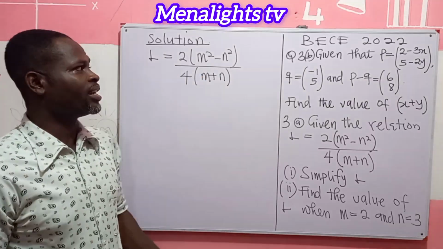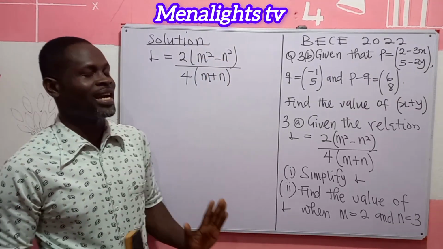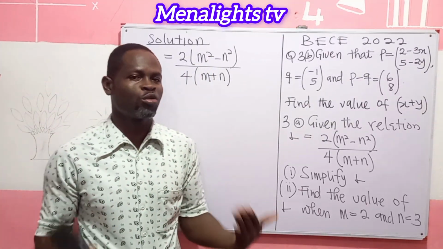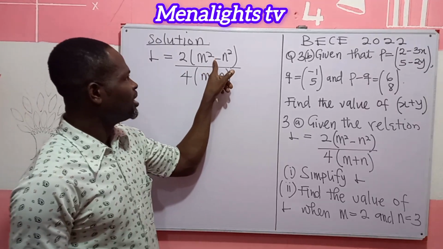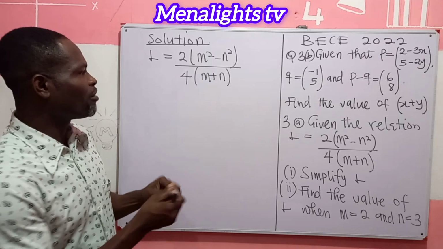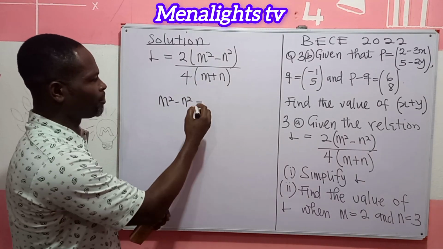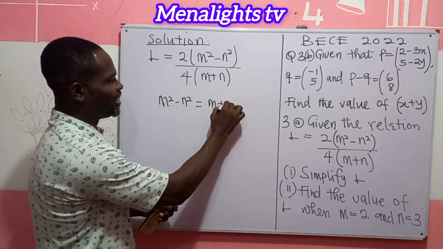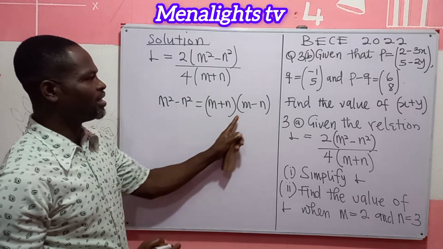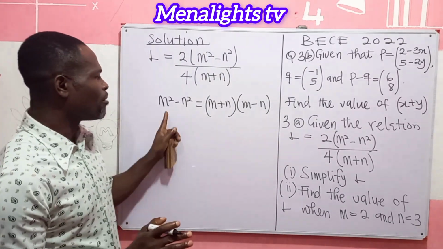Now before we can simplify this, we need to look at the one in the bracket here, the m square minus n square. That m square minus n square is a difference of two squares. Once we have the minus sign here, it means it's a difference of two squares. So m squared minus n squared is the same as m plus n and then m minus n. That is how to express the difference of two squares.